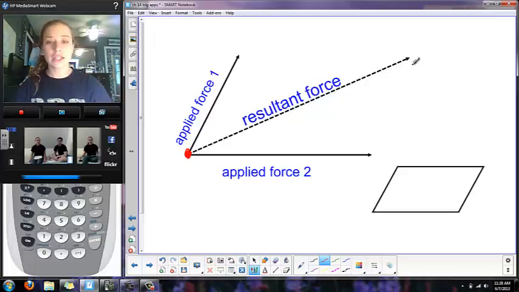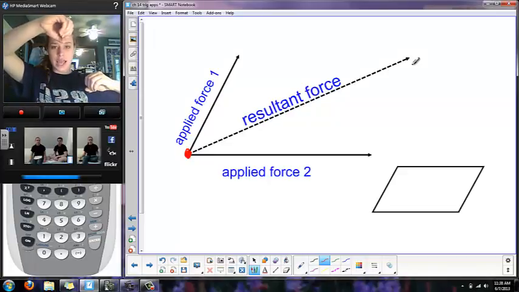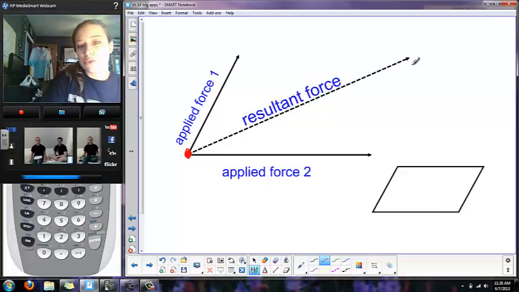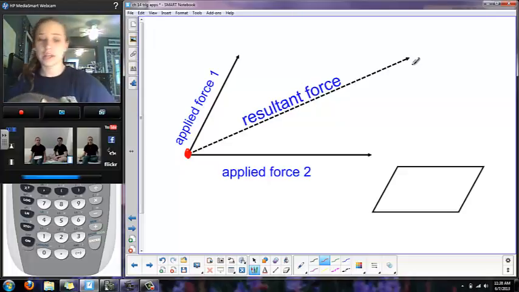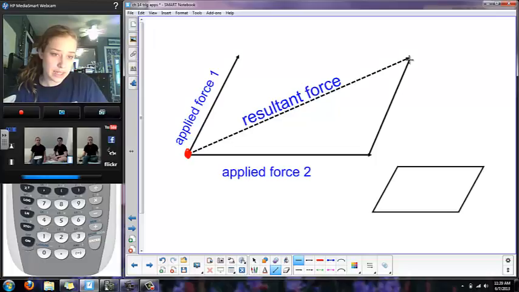So you're not really going to have to deal with this stuff more until you get into, like, physics. But it's pretty much when you're pulling on something this way and this way, and if you let go at the same time, it's going to kind of fly right in between those 2 forces. Okay, so the reason why I told you to draw a parallelogram is because you have an applied force number 1, applied force number 2, and then you have the resultant force. And if you connect these like this, it creates a parallelogram.